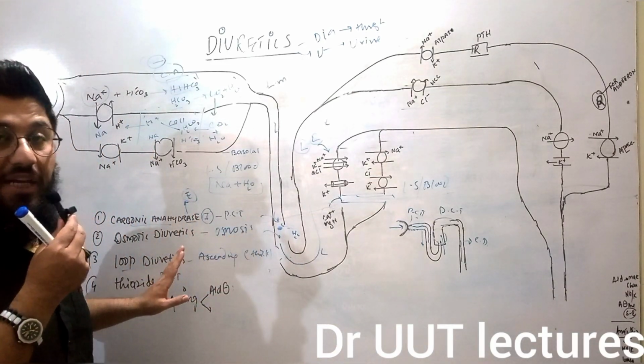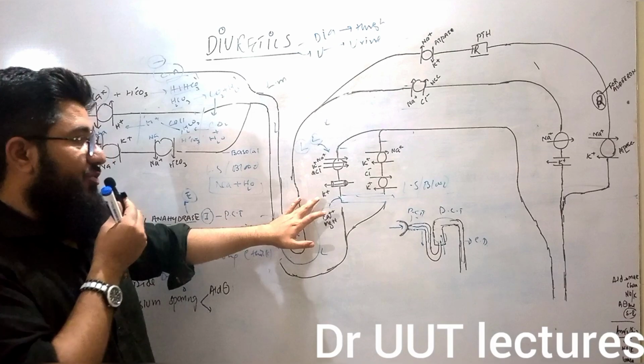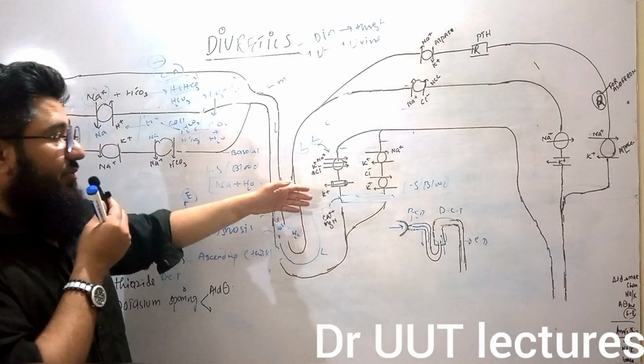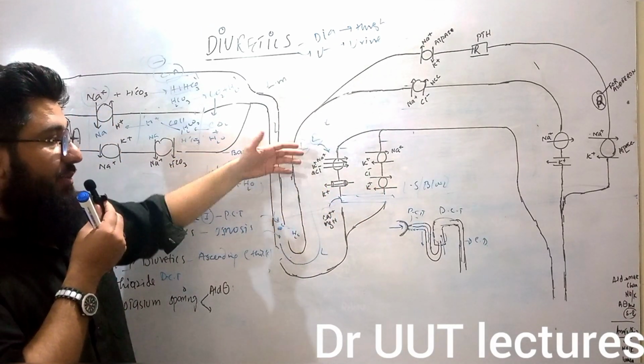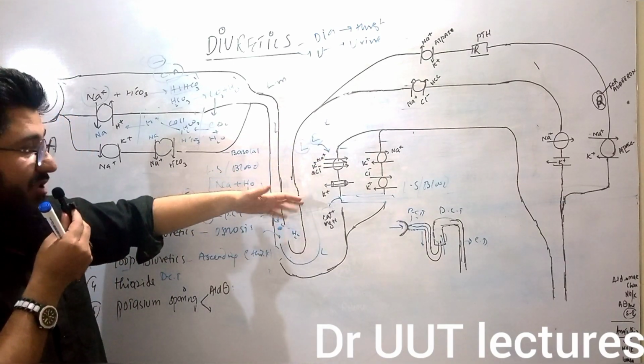Along with it, it is causing hypokalemia. Why? Because a very large amount of potassium is coming here and moving through. So potassium is actually blocked from entering. An excess of potassium is actually lost.